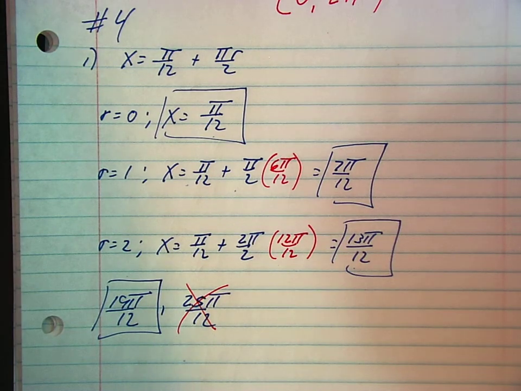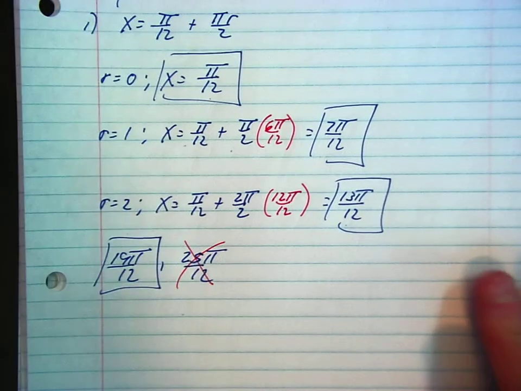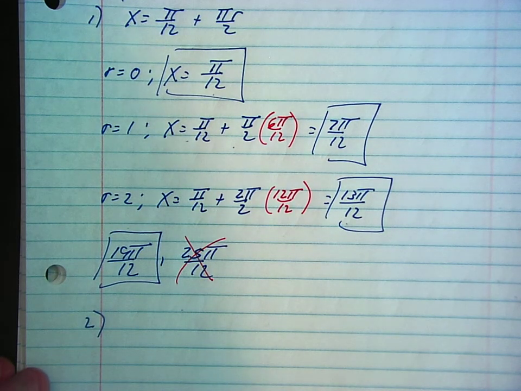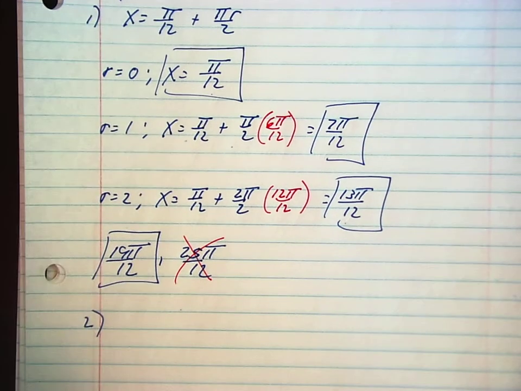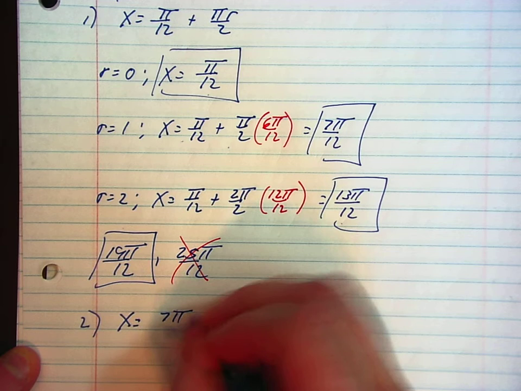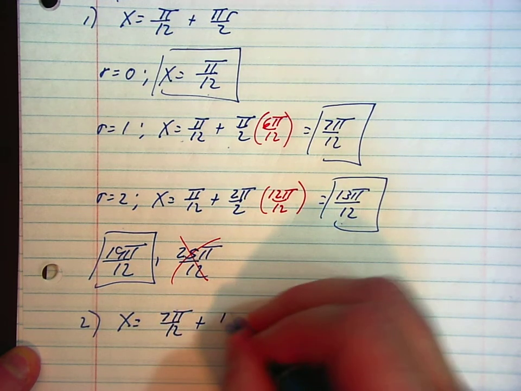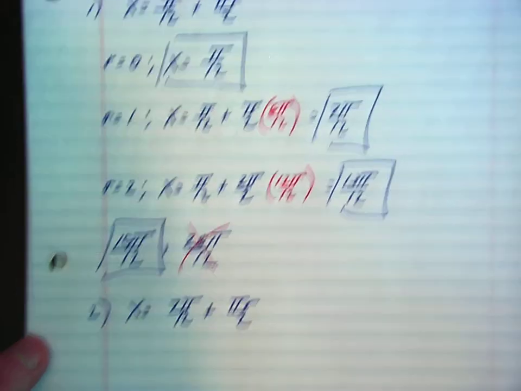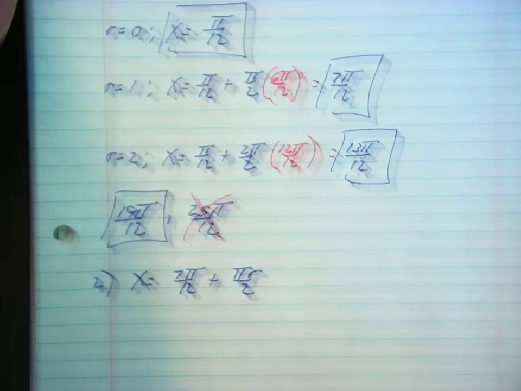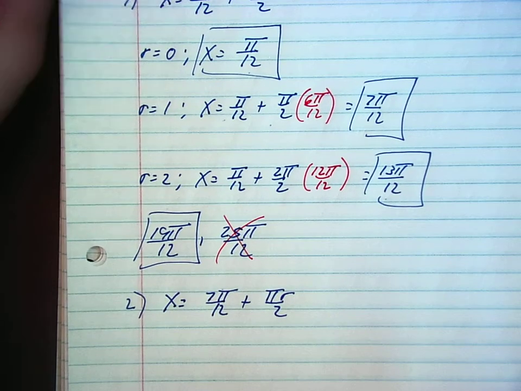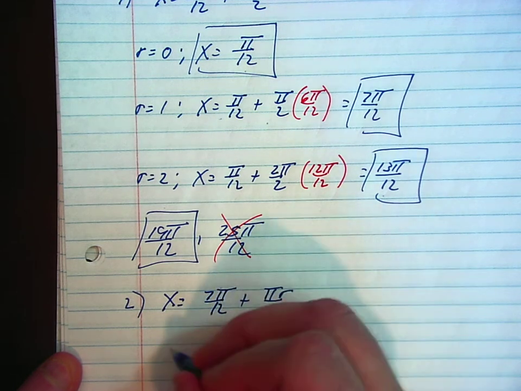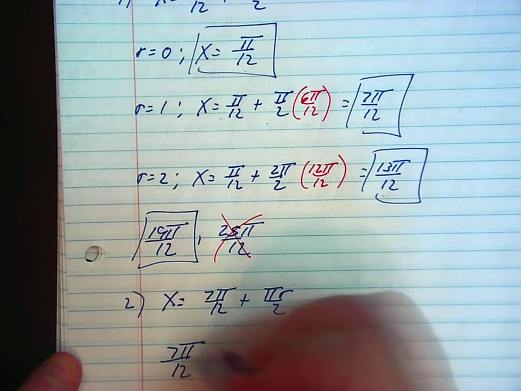Now, I can use that same pattern with the second equation. So the second equation for number 4 was, where is it? X equals 7 pi over 12 plus pi r over 2. So really, when you get to the other equations, you don't have to write the rotations in because you're just going to be using the pattern. So here's what you know. 0 rotations is always going to be this. So there's your first answer, 7 pi over 12.